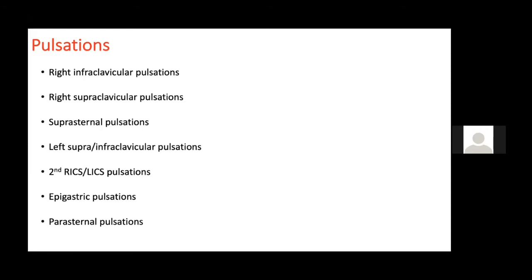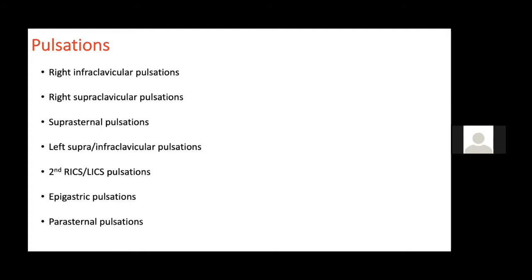Then we have right supraclavicular pulsation, which is usually seen in cases with chronic severe aortic regurgitation, where you get the dancing carotids, and also you can get the right supraclavicular pulsations usually in cases of aortic regurgitation.